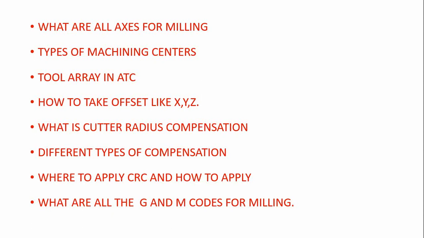The next one is cutter radius compensation. What is cutter radius compensation? Different types of compensation, where to apply and how to apply CRC. The last one is what are all the G codes and M codes for milling operation. Frequently what we are using, that we will see.